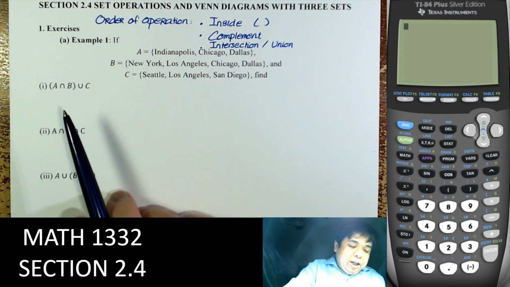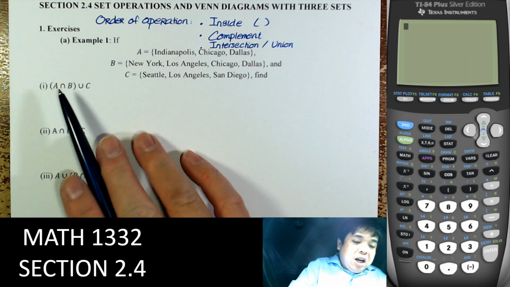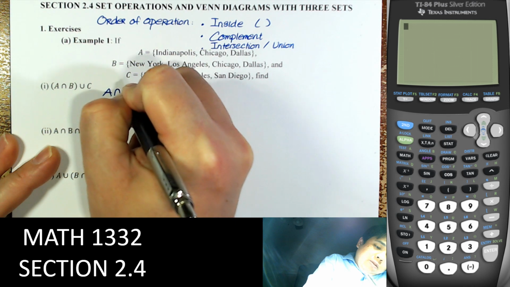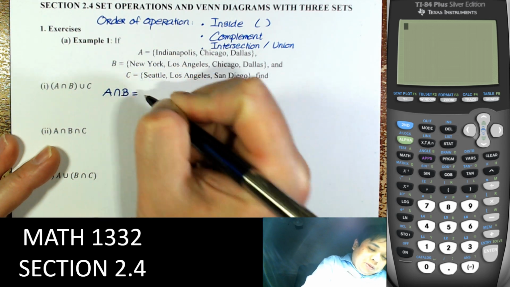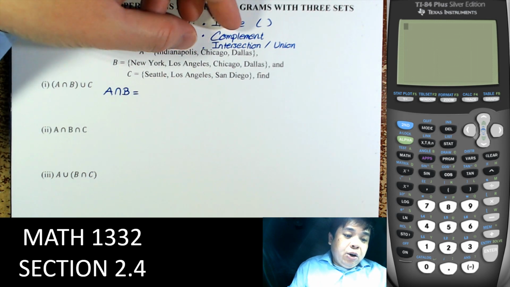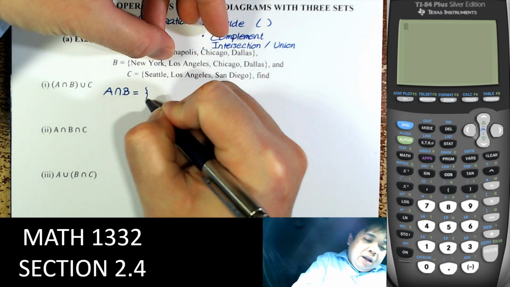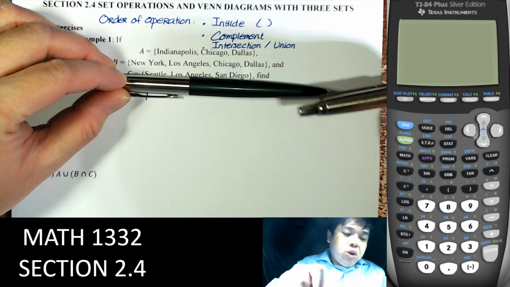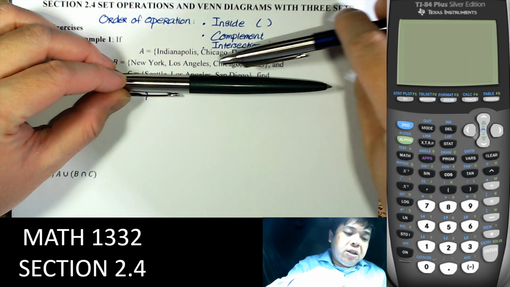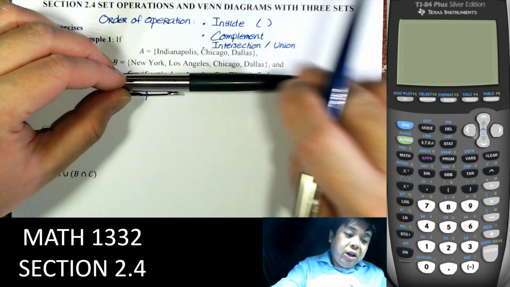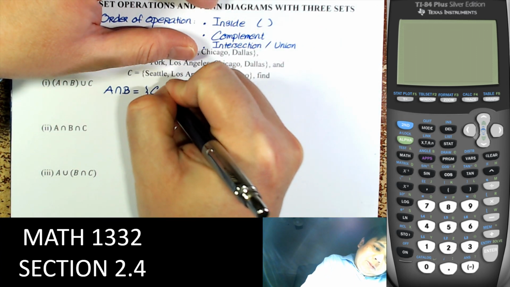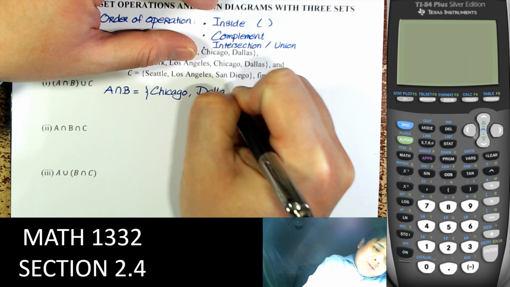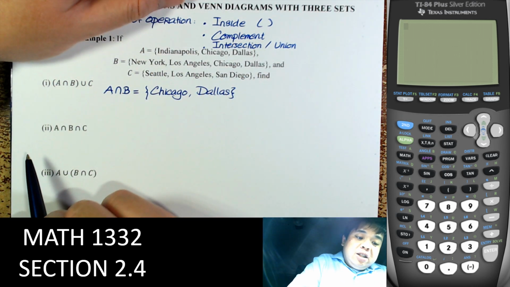Now here we have this example. Let's do inside parentheses first. So we will do A intersect B. A intersect B means the overlapping of A and B. So what do A and B have in common? We have Chicago and Dallas. So that is A intersect B.